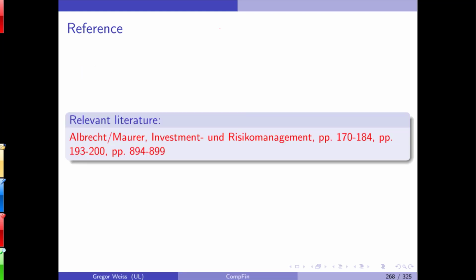So you can see here that this is also covered in the investment and risk management textbook by Albrecht and Maurer in a slightly different fashion and using a slightly different notation. I hope the notation chosen for these slides is a little bit more self-explanatory than the one in this textbook, but I hope I will be able to explain this to you even if you are studying business or economics and not just mathematics and financial mathematics.